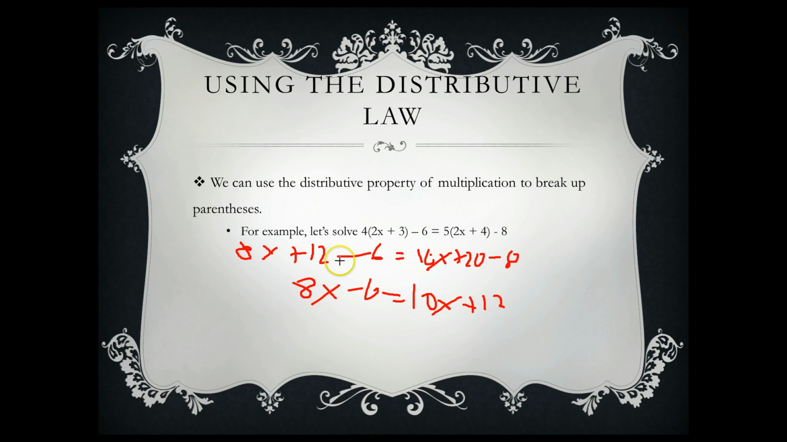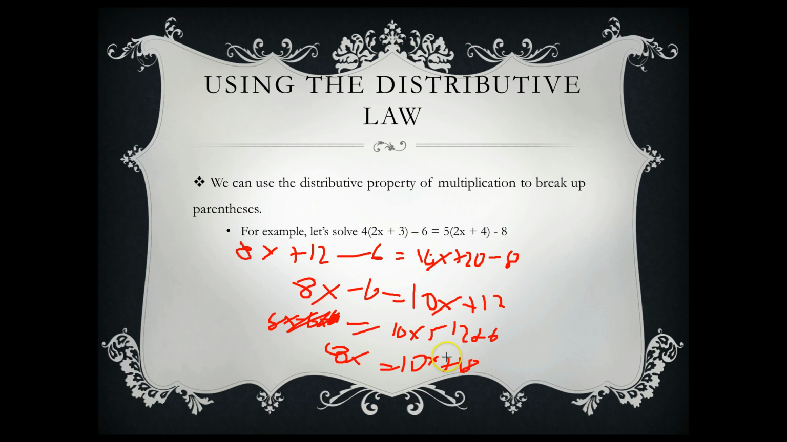Okay, so now let's get the 6 to the other side. So we add 6 to both sides. So 8x plus 6 minus 6, these just cancel out. This is equal to 10x plus 12 plus 6. So this is 8x is equal to 10x plus 18.